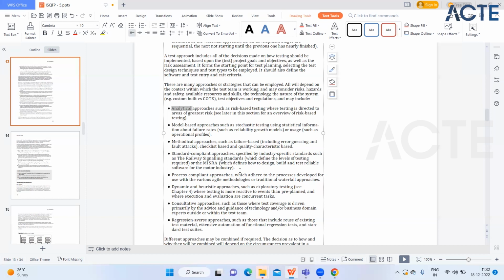After that, we'll be having this dynamic and heuristic approach, such as exploratory testing, where testing is more reactive to events than pre-planned, and where execution and evaluation are concurrent tasks.